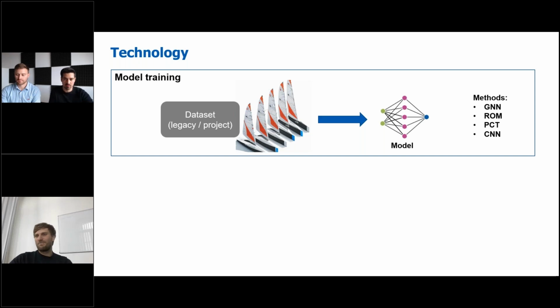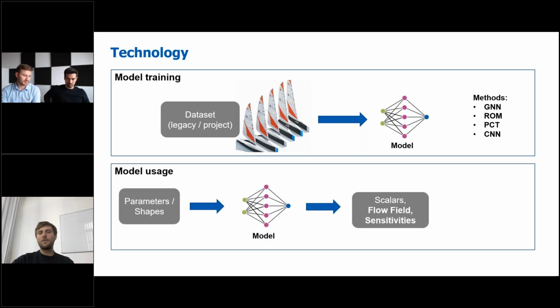At Navasto, we use different methods. Most of the time, it's a GNN, a graph neural network, which we train, which is really smart and really beneficial for most applications. But we can also train other methods. This really depends on the use case. Something like a PCT, a point cloud transformer, or a convolutional neural network, CNN, or simpler methods like a reduced order model, which is basically a POD approach. So once you train the best model possible for your application, you can then use this model.